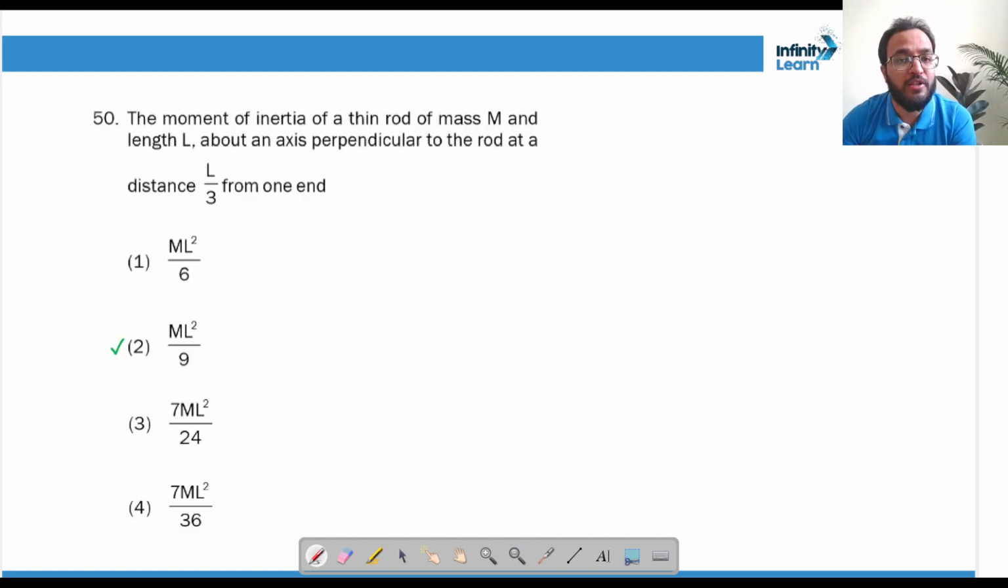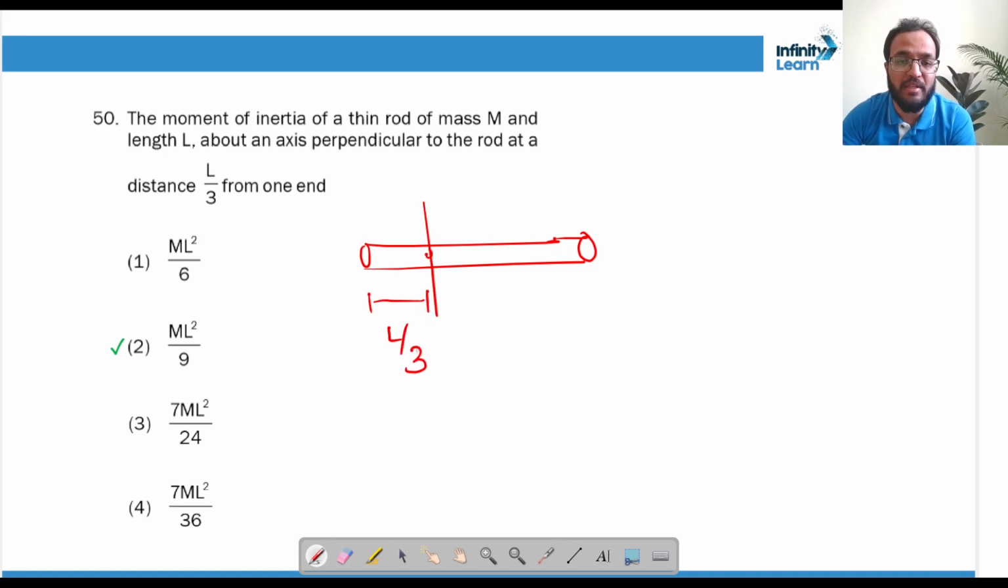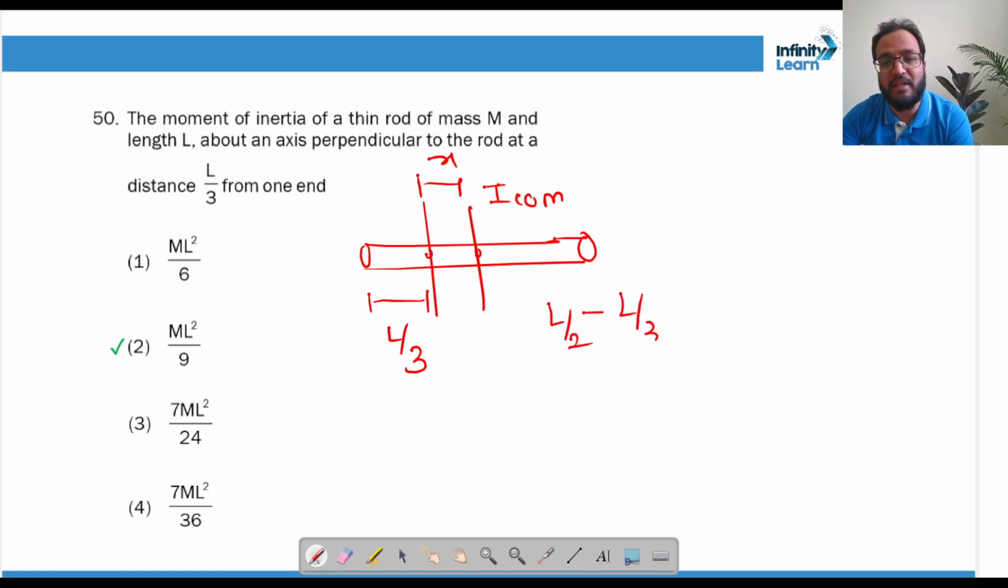Now, the moment of inertia of a thin rod. Okay. So, this is a thin rod about an axis perpendicular to the rod at a distance L by 3 from one end. Okay. From here, this distance is L by 3. Simple. You know this is the ICOM you find out. What is this distance X? So, X is what? L by 2 minus L by 3 is X. That is L by 6.